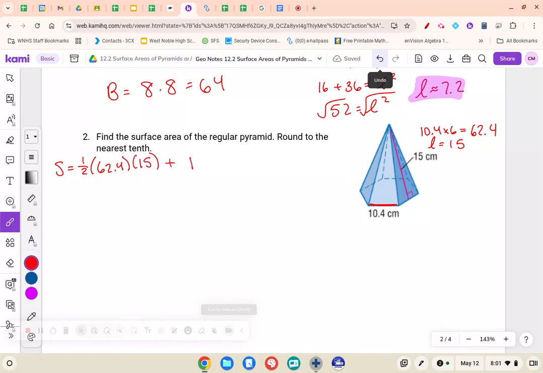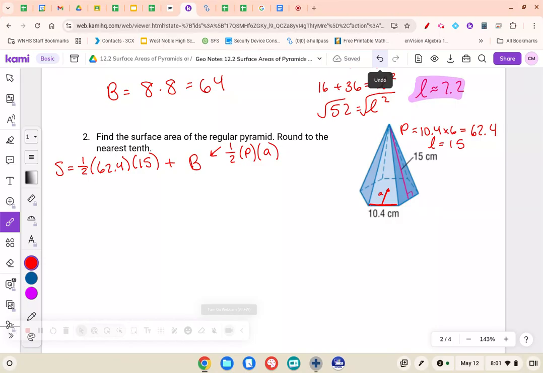Now, when we add our big B base to this, our base is this hexagon, which is a regular n-gon, which we learned last chapter was 1/2 the perimeter times the apothem. So we're lucky. We just found the perimeter, it is 62.4. We don't know the apothem though. That's problematic. So we now have to break this hexagon down and try to find this side here.